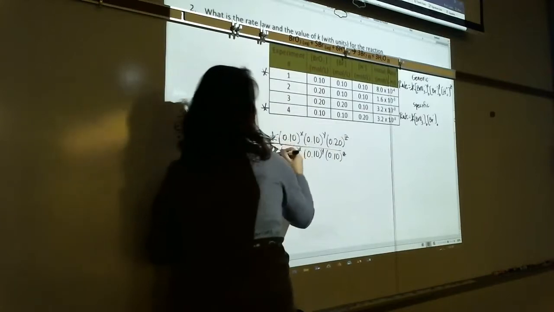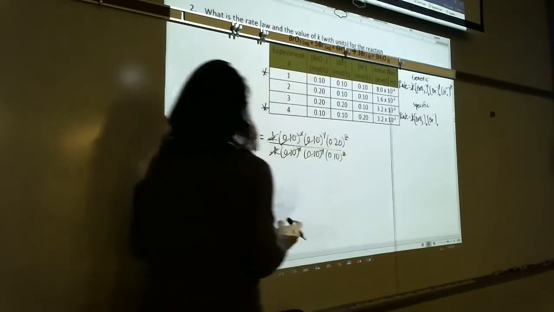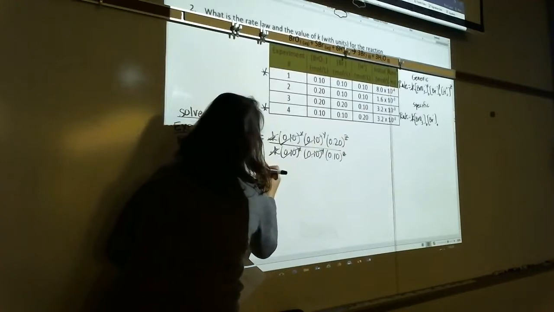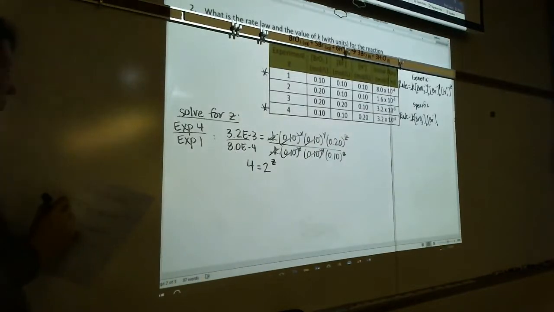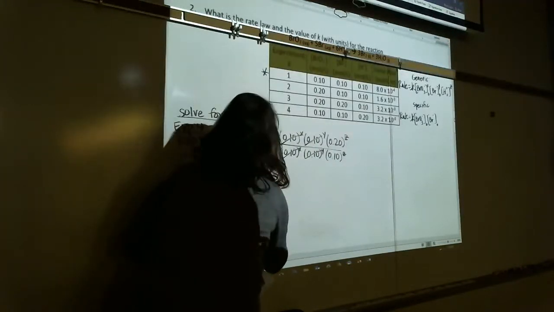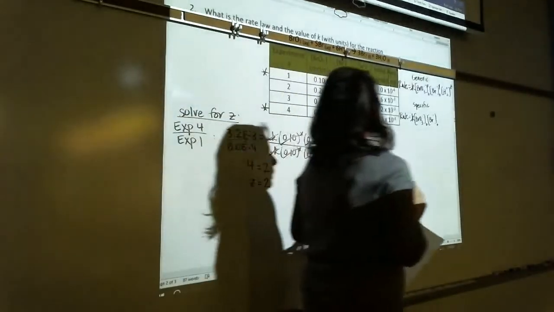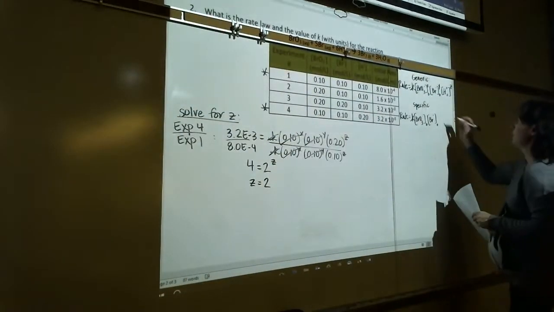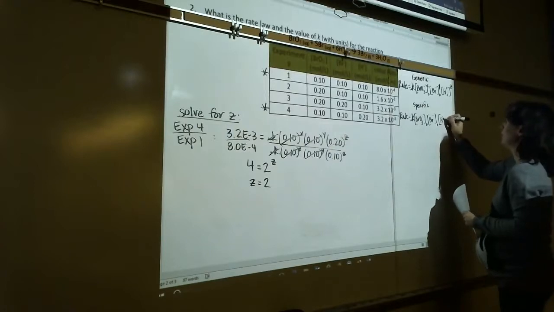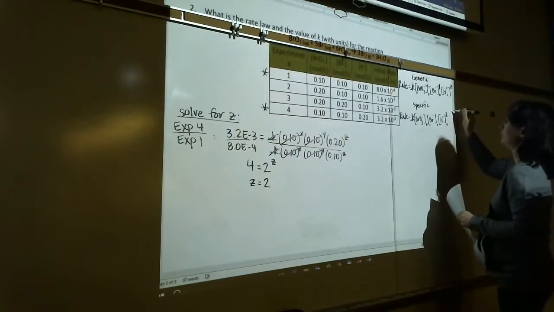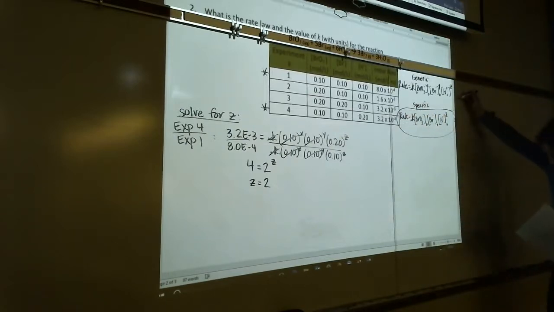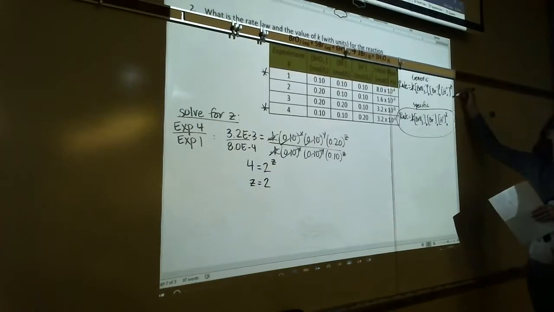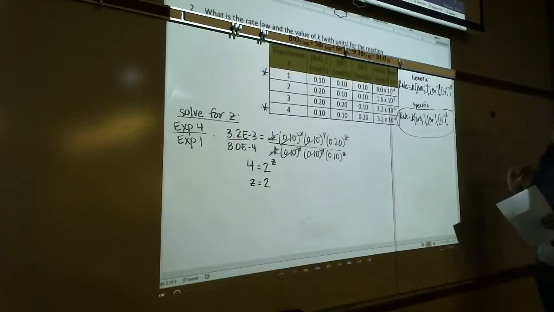We do our division, cancel, cancel, cancel. We get 4 is equal to 2 to the z, right? So what must z be? z is equal to 2, right? So it's second order with respect to hydronium. So there's my rate law. When I ask you what's the rate law, that would be your answer, right? You don't write this as your answer because this is the generic rate law. That's not going to be your actual answer. This is the answer that you would put on the test, right? That would be your answer.